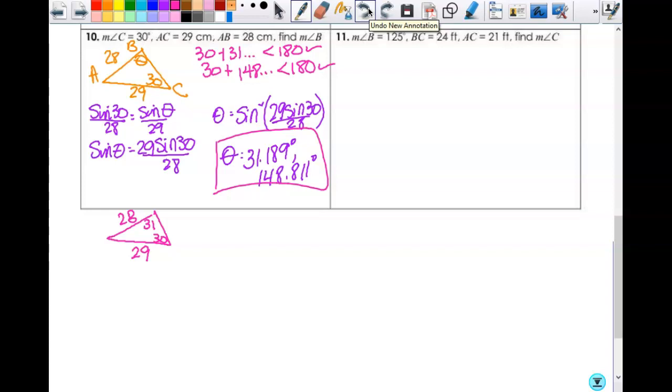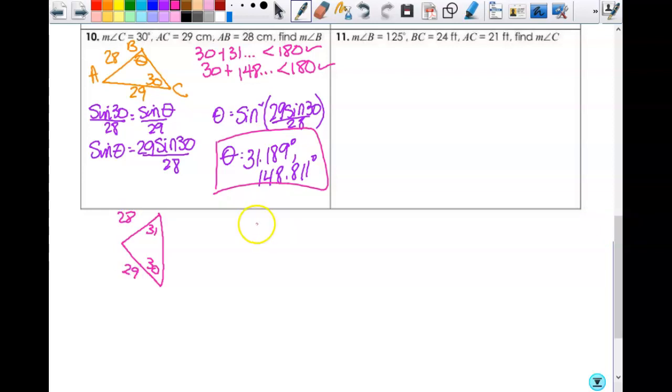No, it's right. It's right. I was trying to draw a picture so I could show him the two, but that's not like a 30-degree angle. That's why my picture looks bad. The answers are right. This is the obtuse angle. So like this would be my 30. This would be that 31 that I found, and this would be the 28 and the 29, right?